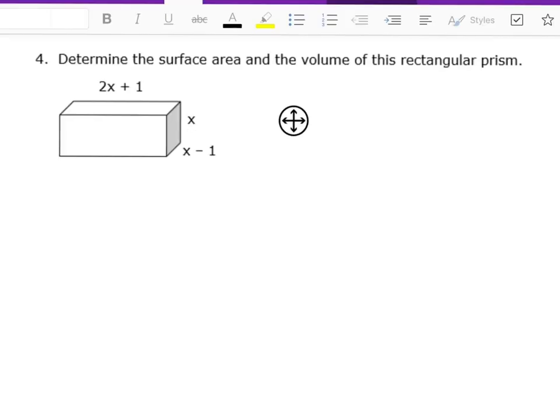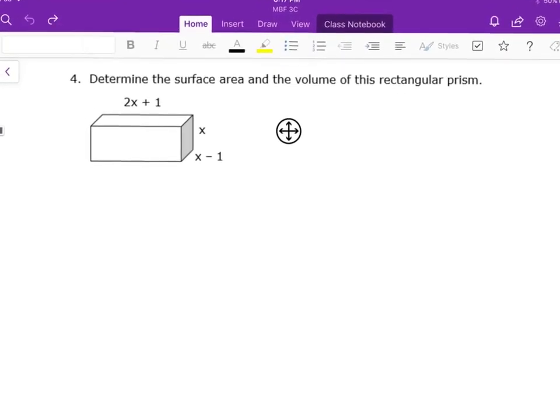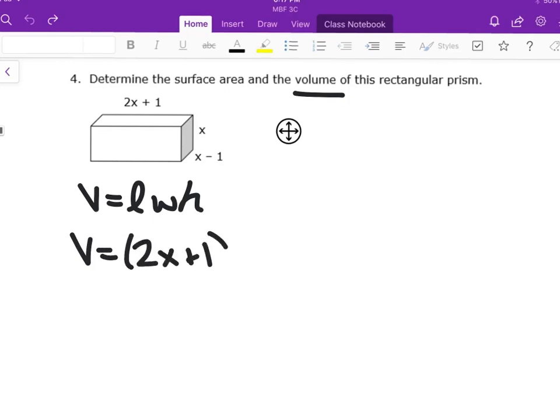We can also use the information to solve for 3D figures. Okay? So if we want to determine the surface area and the volume. So the surface area is the harder one, so let's start with the volume. Okay? Volume of a rectangular prism equals length times width times height, which we have all three. So we would go length of 2x plus 1 times the width of x minus 1 times the height.